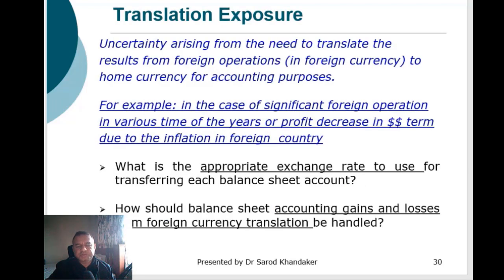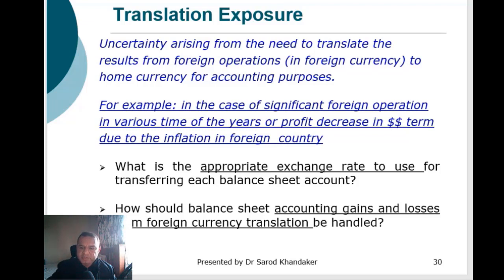There could be another exposure which is called the translation exposure. So what is a translation exposure? The translation exposure is an uncertainty that arises from the need to translate the result from foreign operations to the home currency for accounting purposes. So for accounting purposes, how to translate the result of the foreign operations.